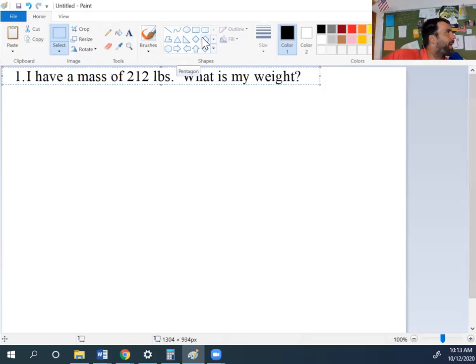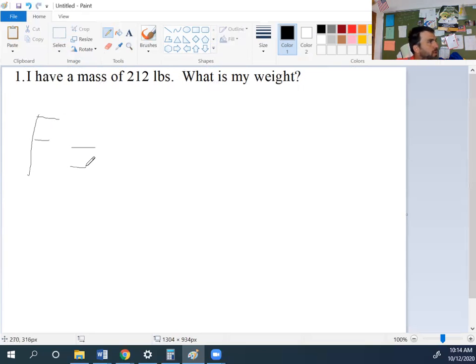I have a mass of 212 pounds. What is my weight? That's a true statement. I have a mass of 212 pounds. All right, so let's work this one out. I'm going to use F equals ma, correct? Or I can use W equals mg, either same thing, because weight is a force. W equals mg is the same thing as F equals ma, okay?